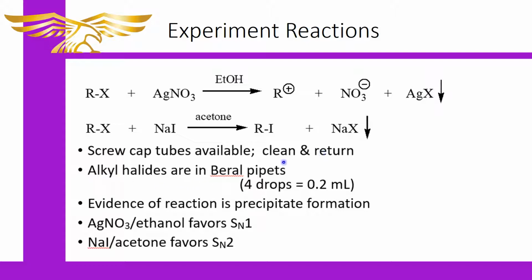The alkyl halides will be in the barrel pipettes, which I'm not sure we've used yet with you all. I can't remember if we have or not. We've done so many different things. I don't think we used the barrel pipettes yet, but they're basically large plastic pipettes. And our general rule of thumb is that about 4 drops is equal to 2/10 of a milliliter. So that would mean that about 10 drops or so is somewhat equivalent to a mL of volume.